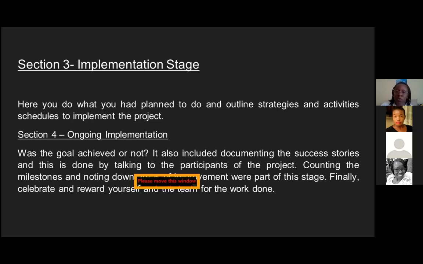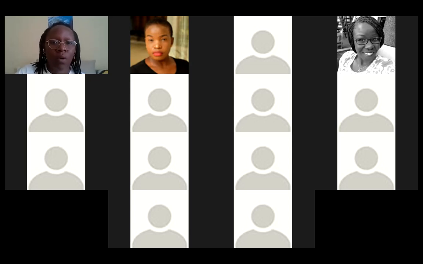Was the goal achieved? Was it not achieved? You have to document the success stories, and this is done by talking to the participants of the project or engaging the users of the project, and then counting the milestones and noting them down and the areas of improvement. At this particular stage, it's also very critical for you to take the key learnings, and then finally celebrate and reward yourself and the team for the work done. And then now you'll be good to go.